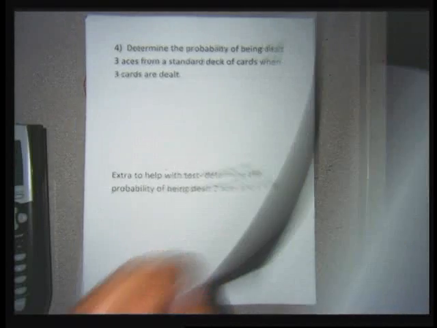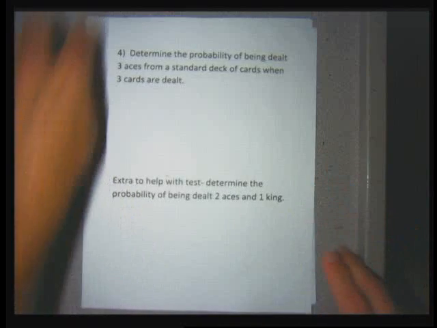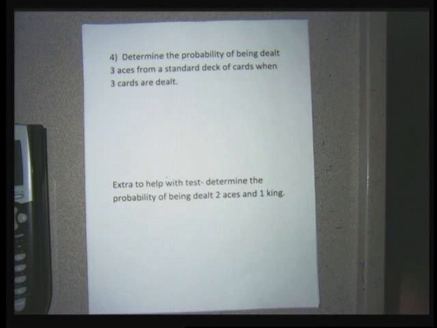So 4 requires me to know something about a deck of cards, and card problems I think are inherently the hardest because since you're familiar with cards, it's tempting to want to put numbers in the probability that don't belong there. So in the numerator, I'm just looking for getting 3 aces when I'm being dealt 3 cards.